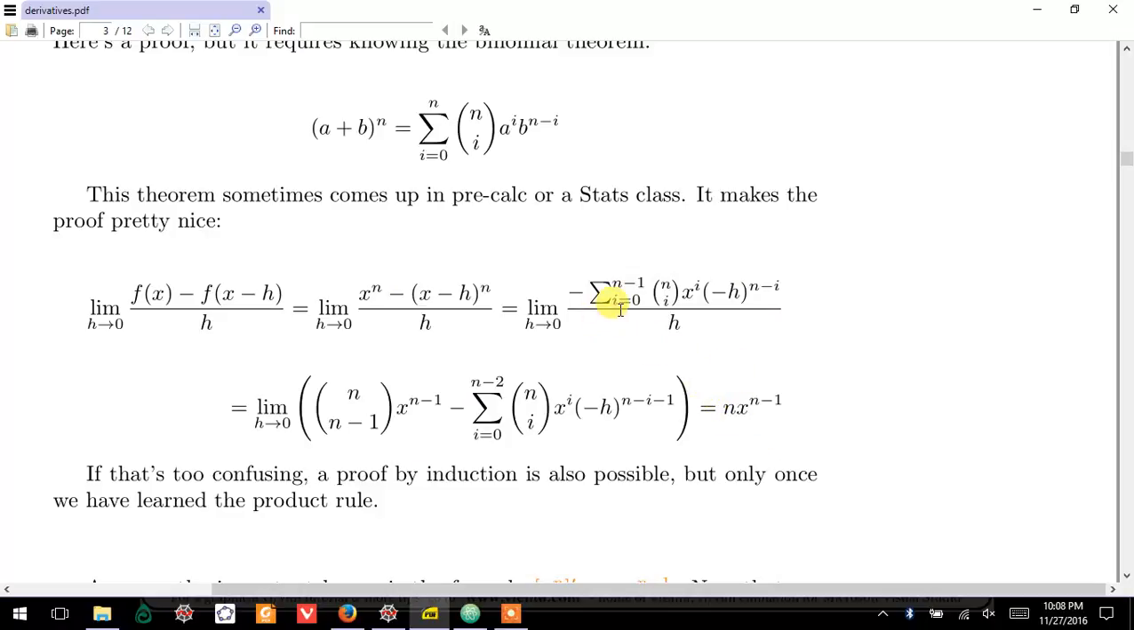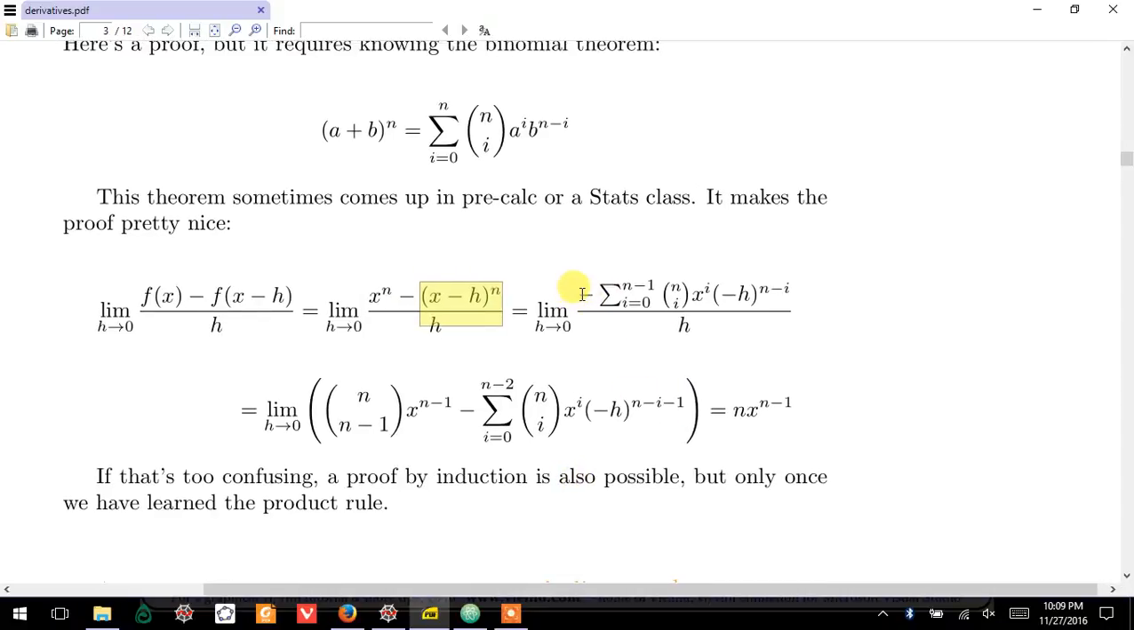In doing so, I am peeling off the last term. I don't need the sum from 0 to n anymore. I've already split off that nth term. So really, I only sum from 0 up to n minus 1. And in doing so, this negative here is just hanging on over here. So this is the result, after replacing this with the binomial theorem and canceling that one term, I get this.